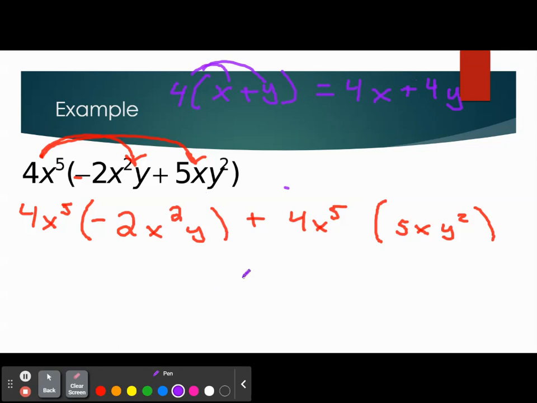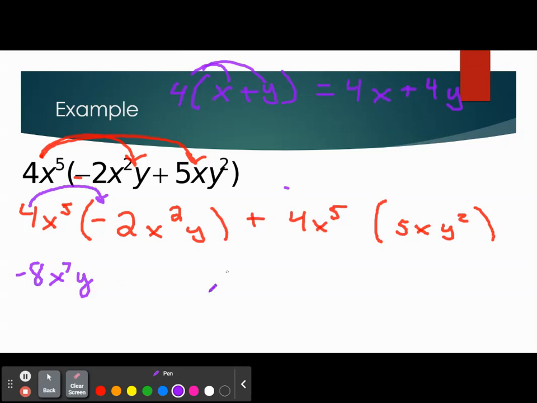Okay, so you're going to use the same rules we used before. So first thing is multiply the coefficients, 4 times negative 2. Well, 4 times negative 2 is negative 8. Then multiply the x's. X to the 5th times x squared would be x to the 7th. And there's no y's here, so I just leave it as y. So my first one comes out to be negative 8 times x to the 7th times y.